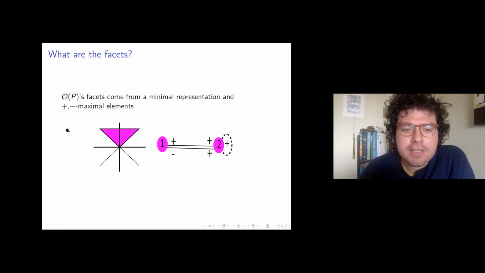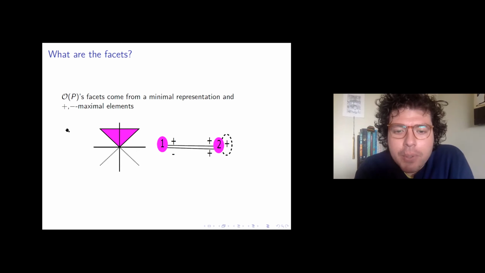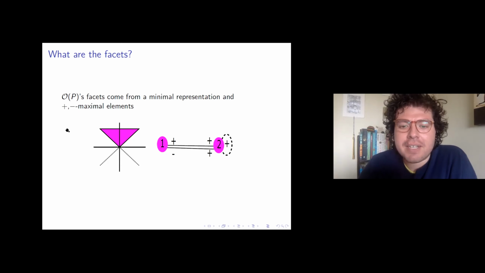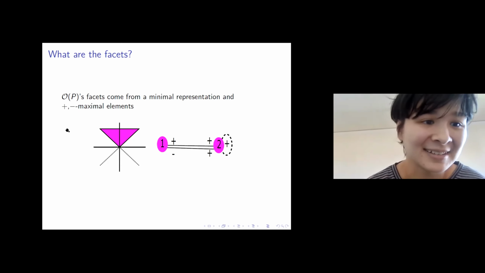There's a question in the chat. So Colin asks, if signed posets can be seen as special types of posets, the symmetric ones, would that mean that the collection of all H-star vectors of signed posets is equal to the collection of all H-star vectors of posets? That's a really good question.